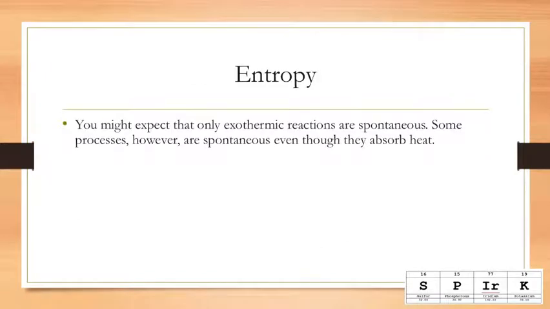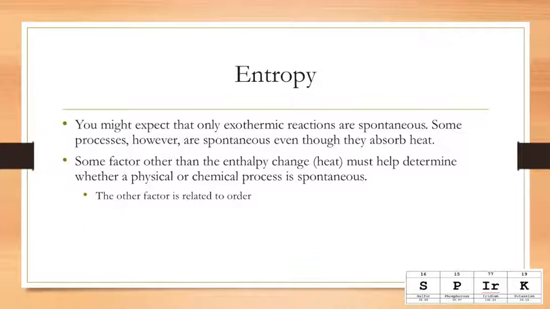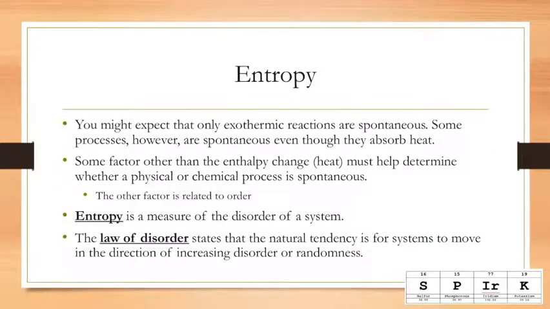You might expect that only exothermic reactions are spontaneous. Some processes, however, are spontaneous even though they absorb heat. Some factor other than the enthalpy change, which is heat, must help determine whether a physical or chemical process is spontaneous. The other factor is related to order. Entropy is a measure of the disorder of a system. The law of disorder states that the natural tendency is for systems to move in the direction of increasing disorder or randomness. So the more random or the more disorder there is, the higher the entropy.